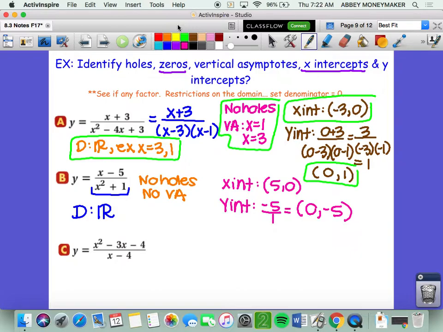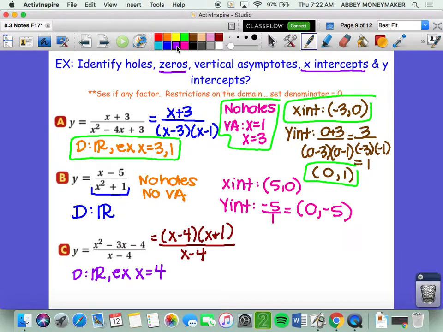Okay. If you can, see if you can try to do C on your own. If you're still feeling kind of hesitant, you can go ahead and watch me work this one out. So again, on C, we notice here that the polynomial is not factored, and we need to factor it. So that would go to x minus 4 times x plus 1 over x minus 4. And we're going to state our domain restrictions. This would be all real numbers except when x equals what?